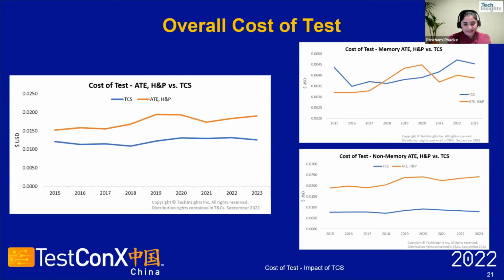This is the comparison of the cost of test of both markets side by side for a clear view. The blue curve is the cost of test of probe cards, sockets, and device interface boards. The orange is the cost of test of ATE, handlers, and probers. As you can see, the overall cost of test of using test connectivity is less than the cost of using ATE, handlers, and probers.